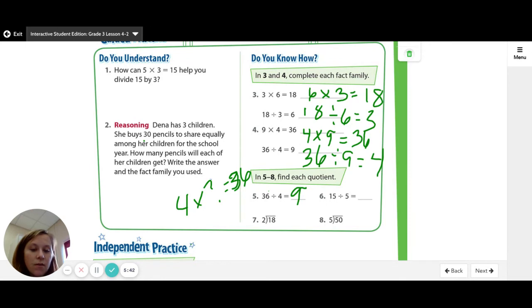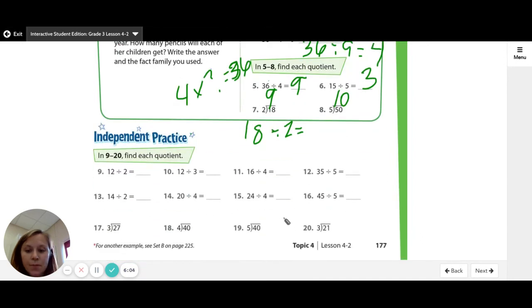15 divided by 5 equals our answer. So I'm thinking 5 times what is 15? I know 5 times 3 is 15. Number 7, remember this is just the same as if we would write it like this. 18 divided by 2, I know 9 times 2 is 18. 50 divided by 5, I know 5 times 10 is 50. I want you to try the bottom, 9 through 20. Pause the video, try that, and then come back to check your answers.